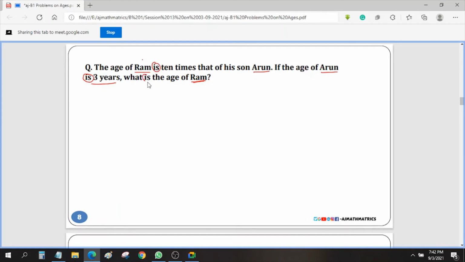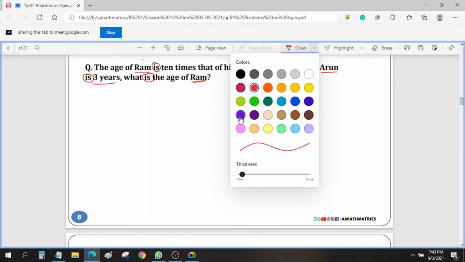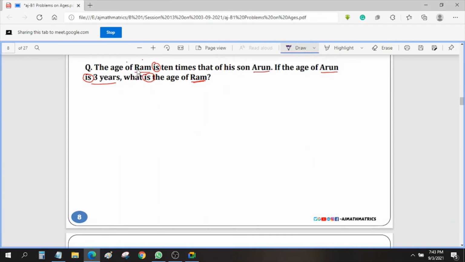It represents a present age, so the question is in present tense. The second thing we need to understand is that there are two persons given in the question. Their relation is given with respect to the numbers of their ages, and we need to find out the present age of Ram. Now we read the data and understand that the question is related to present tense, and we need to find out the present age of Ram.